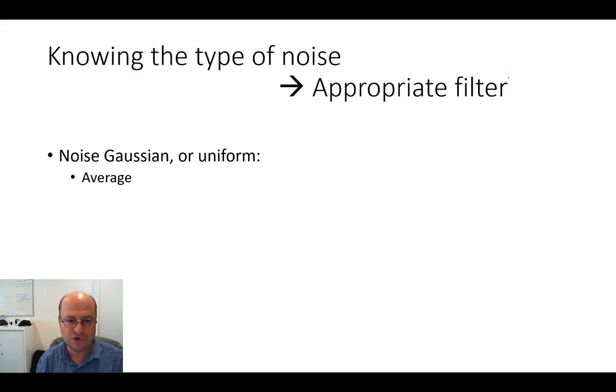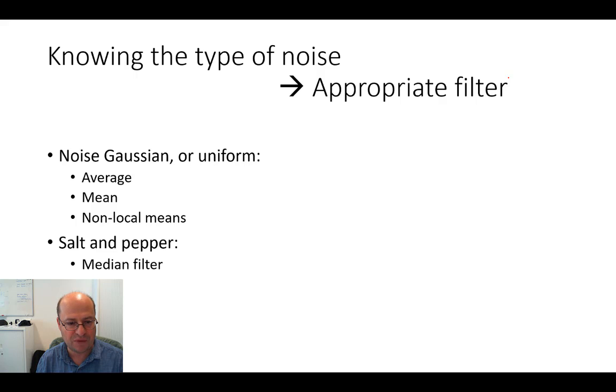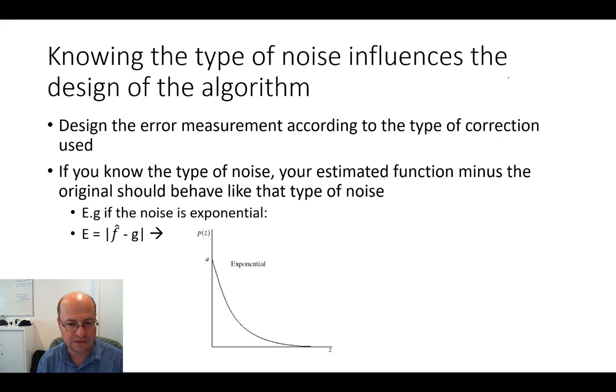Gaussian or uniform, you can use the average filter, the mean filter, or non-local means that we've seen in the previous lectures. Salt and pepper, median filter is great, right? And so on and so forth. The book has a good description of the type of noise and the filter that you should use. And with that knowledge, you can design your error measurement according to the type of correction used.